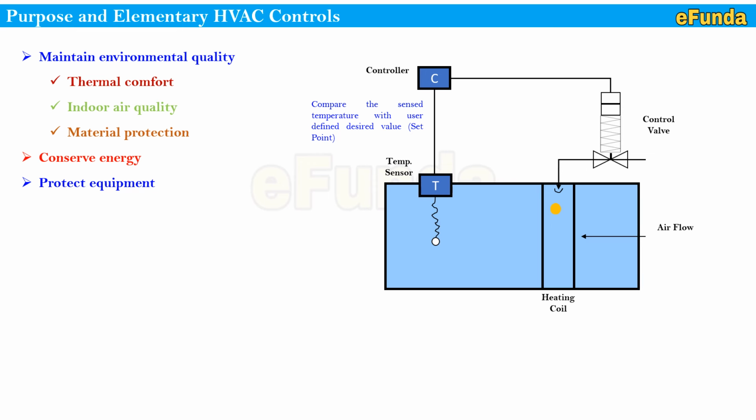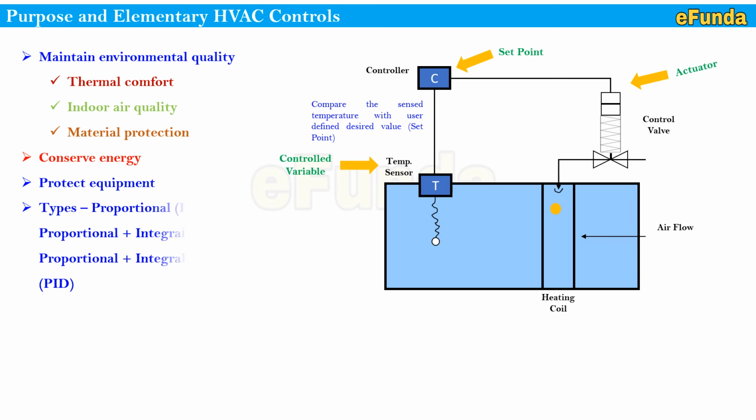The purpose of this functionality is to maintain the controlled variable, then the set point and the actuator. These three functions are combined so as to work proportionately and accurately to maintain the HVAC control system. Types of controllers used: proportional controller, that is a P type, proportional plus integral, that is a PI type, and proportional plus integral plus derivative, that is a PID type controller, are being used.